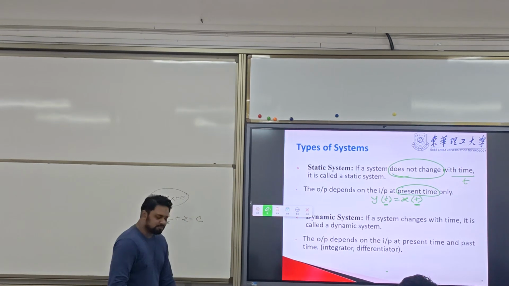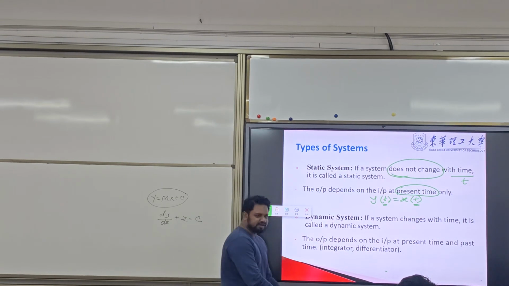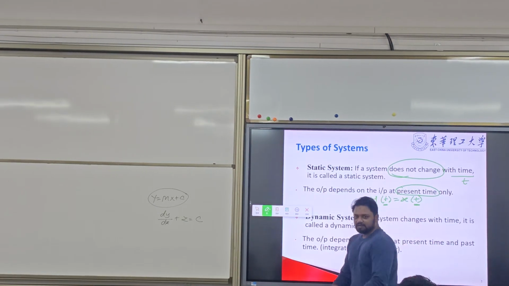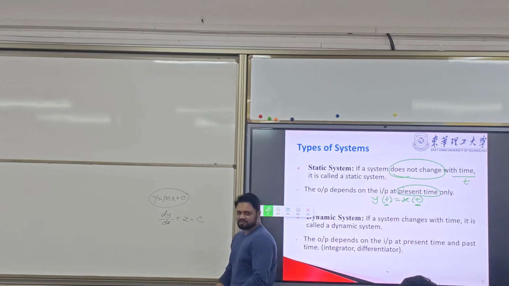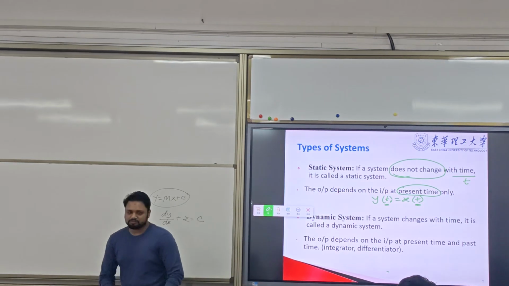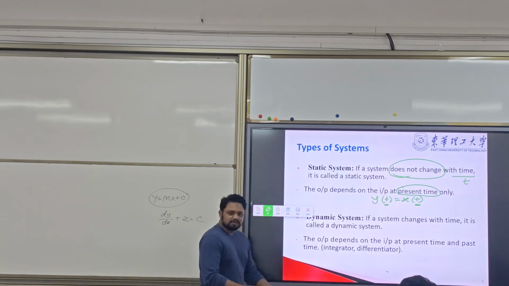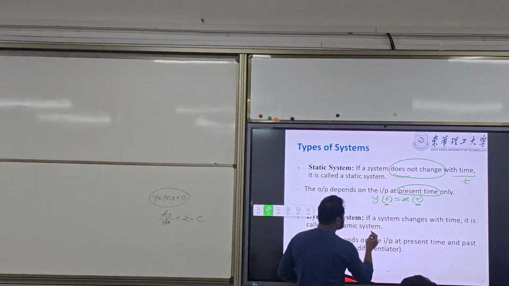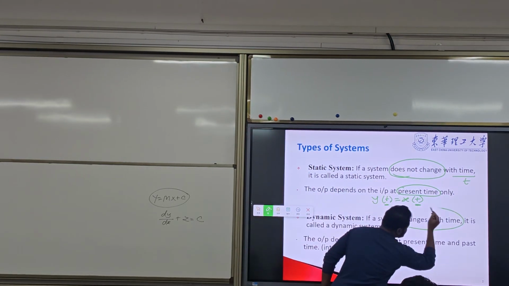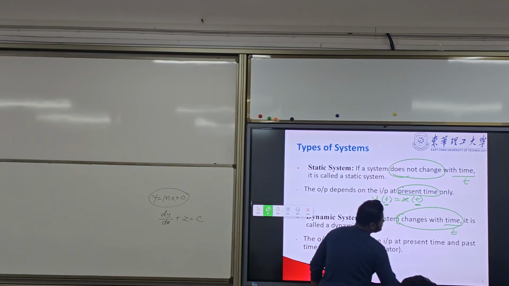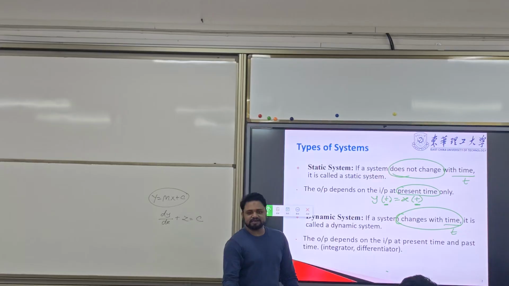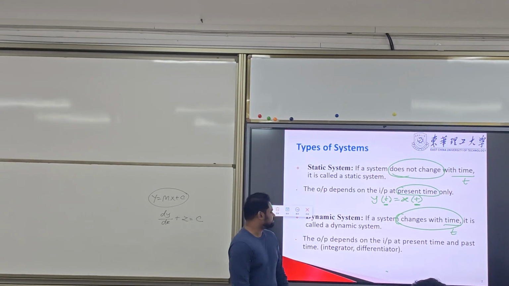Now I am changing my position. I am walking. I am not static, I am not fixed. I am walking and changing my position. My position changes over time. So this system we call dynamic, it changes with time. A system that changes with time is called a dynamic system.